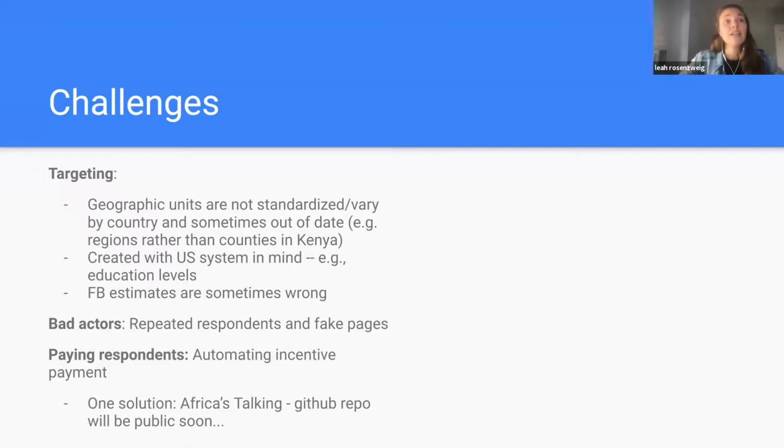The other thing is bad actors, which we run into in any kind of survey, I think. I've had people try to take the survey multiple times. I've had people, I think, create fake Facebook pages to take the survey multiple times, which is actually quite impressive.